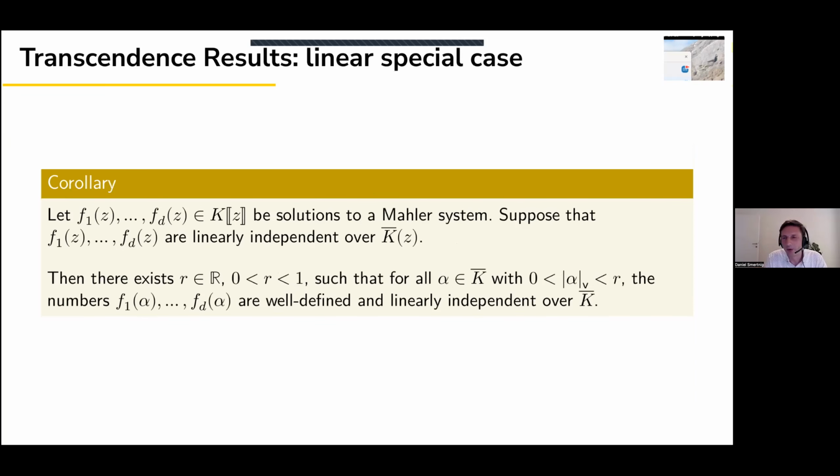Sorry. What we need is a very weak version of the transcendence result. We need to be able to lift linear equations. So what we need for one of these gaps is that if you have some solutions of a Mahler system which are linearly independent over the rational field, then in some neighborhood of zero, you can evaluate the functions at this point alpha, and these evaluations are linearly independent over k bar.